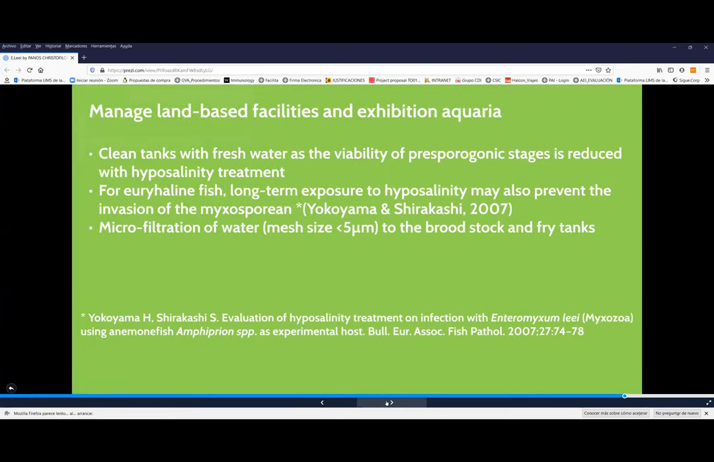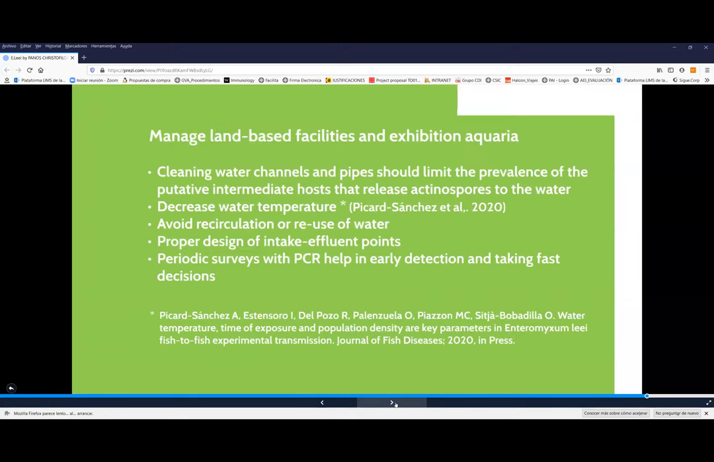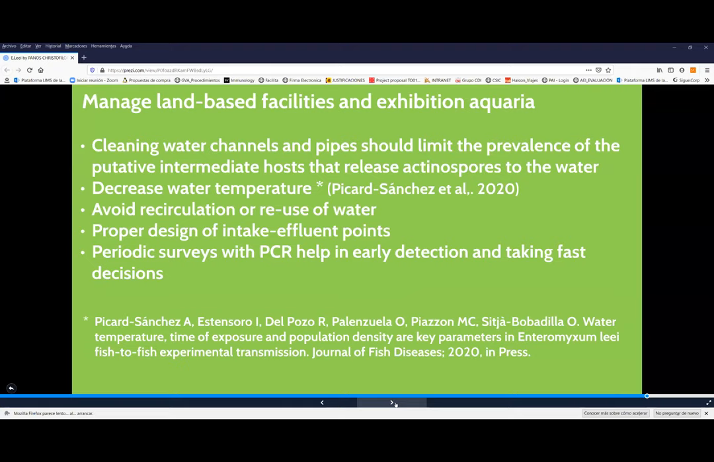For land-based facilities or exhibition aquaria, it's recommended to clean the tanks with fresh water because the parasite doesn't like fresh water. Also, if you have fish that can live in a wide range of salinity, the lower the salinity you use, it's better for not spreading this disease. And the water entering the system should be filtered to avoid the entrance of the parasite. It's also important to clean the water channels and pipes to limit the prevalence of this unknown invertebrate that can also harbor and transmit the parasite.